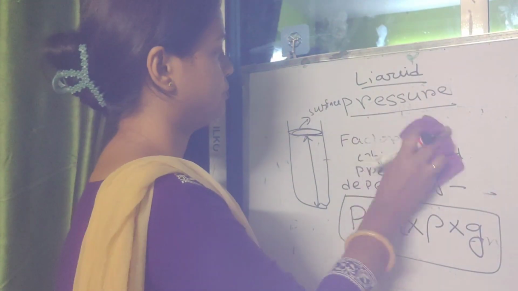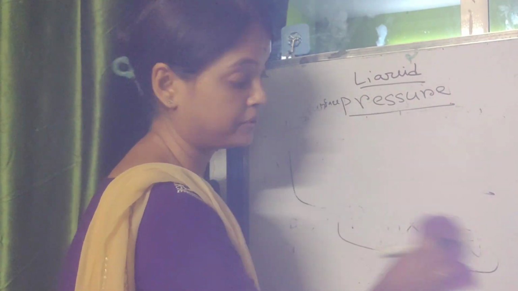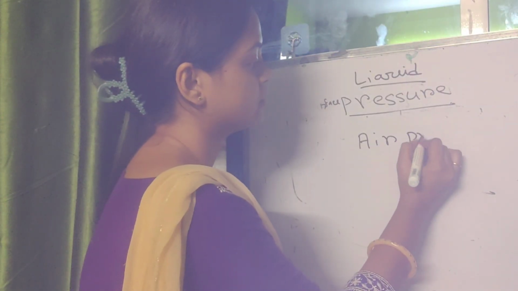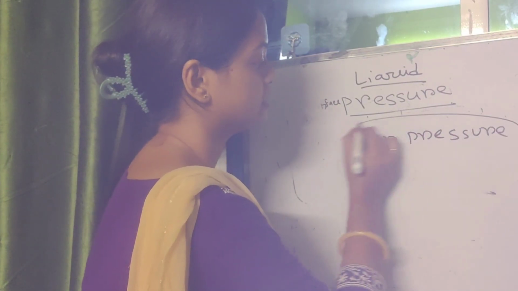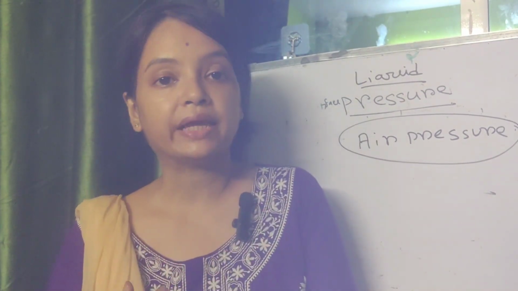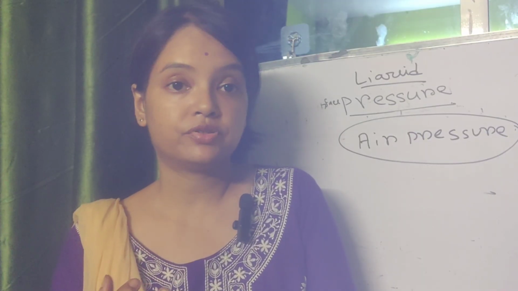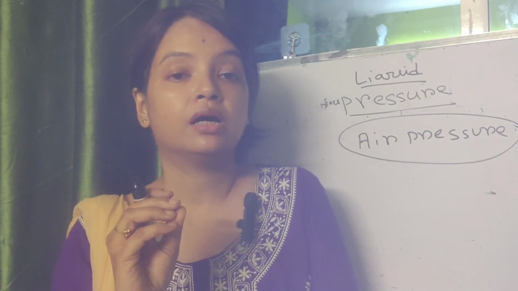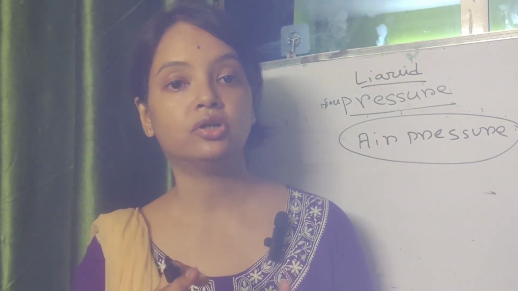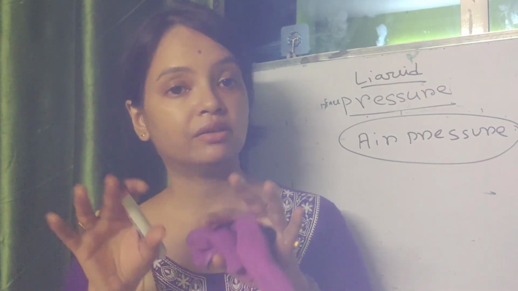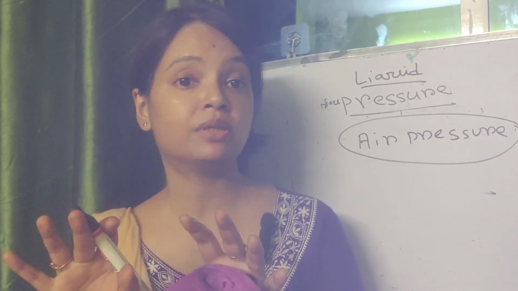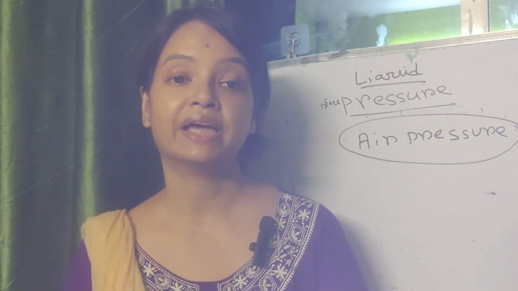Now the third type of pressure is atmospheric pressure, or air pressure. We are living in this atmosphere, and the pressure exerted by the atmosphere is the air pressure. In air pressure, I can give an example. When we are blowing a balloon, the balloon gets expanded. Why? Because we are putting air in the balloon, and the air inside the balloon is exerting pressure on the walls of the balloon so that the balloon gets expanded.